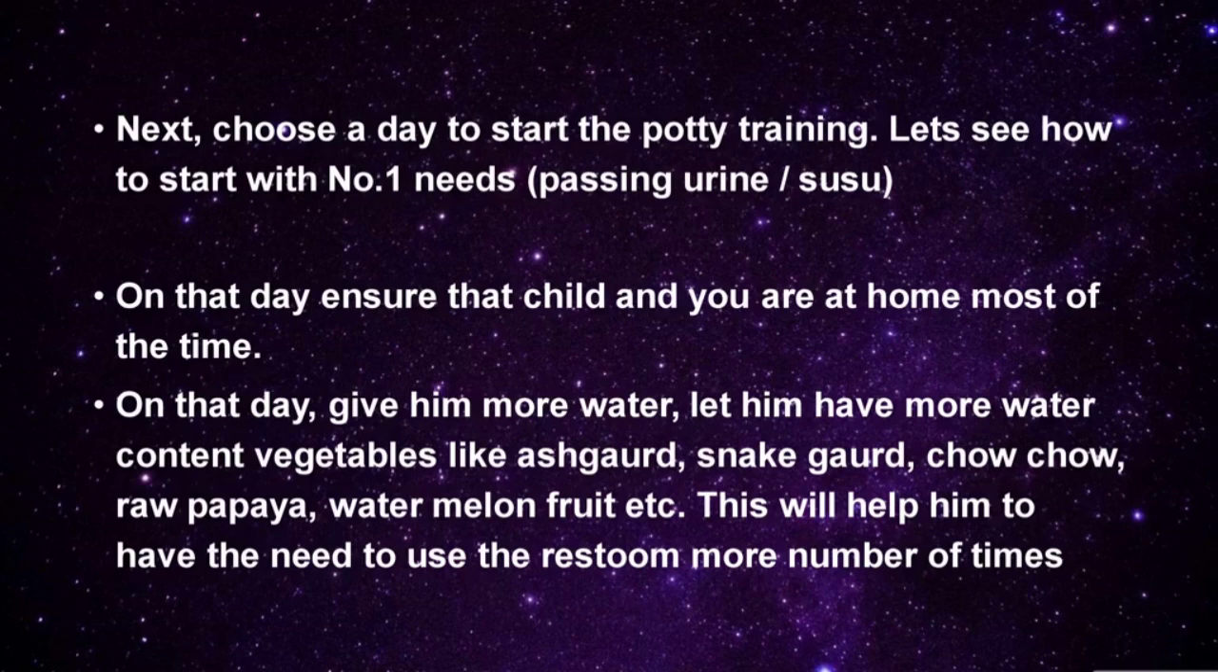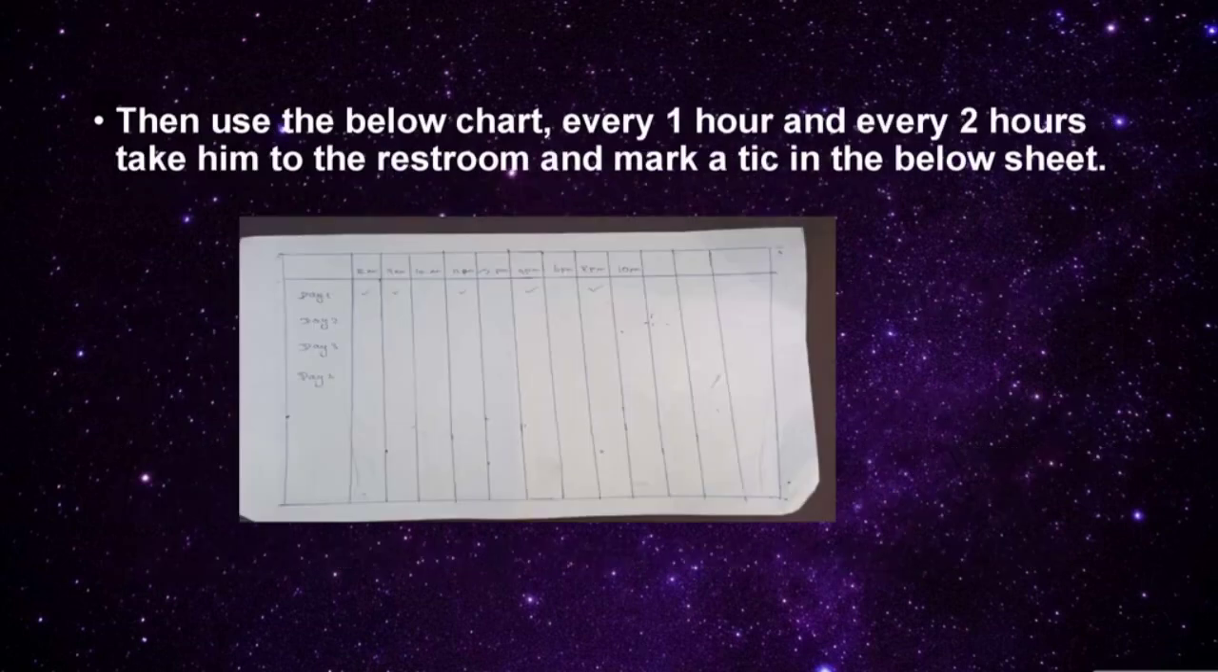Next, choose a day to start the potty training. Let's see how to start with number 1 needs. On that day, ensure that the child and you are at home most of the time. Give him more water. Let him have more water-content vegetables like ash gourd, snake gourd, and watery fruits. This will help him have the need to use the restroom more often.